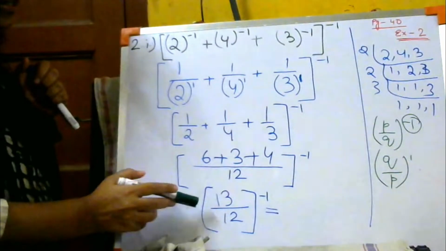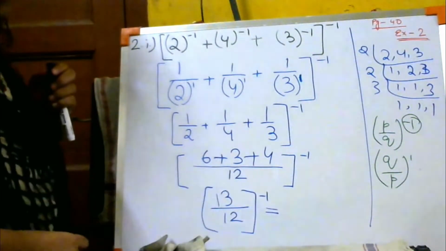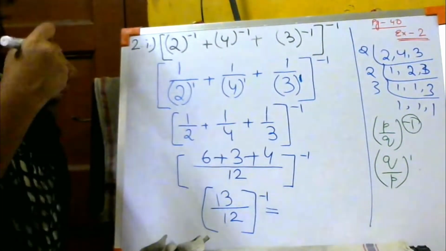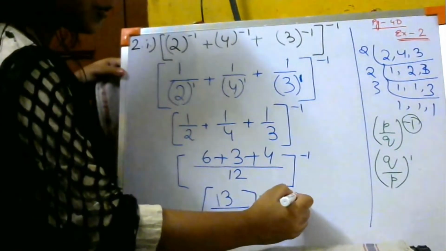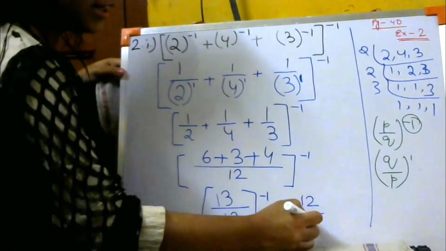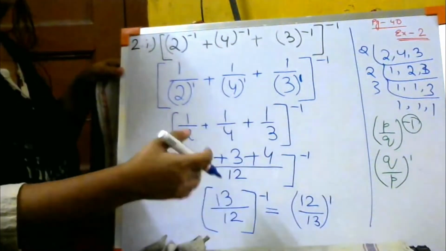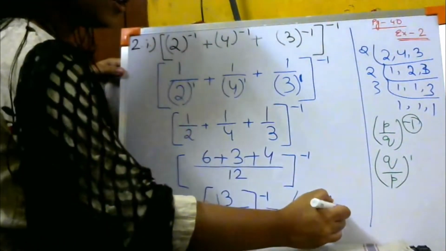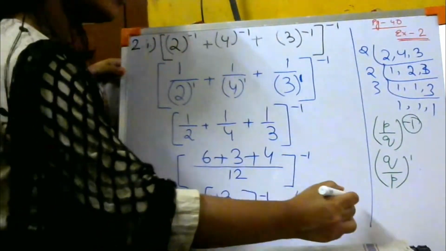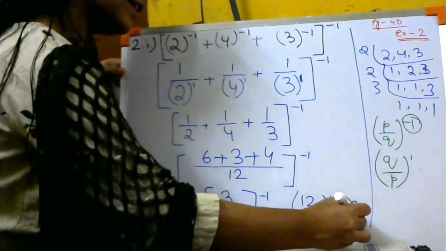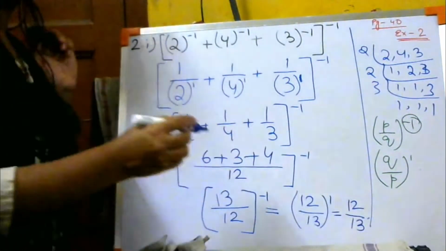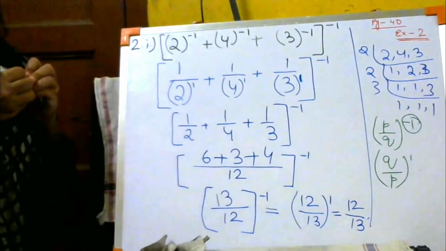So same thing, see over here, P by Q to the power minus 1. So how will I change the minus 1 to plus 1? We'll just inverse whatever is inside the bracket. 12 by 13 to the power minus 1. To the power minus 1 means it is only one time. So you can write 12 by 13 to the power 1, or you can just write 12 by 13. That is also right. This is your answer. 12 by 13 is the answer.